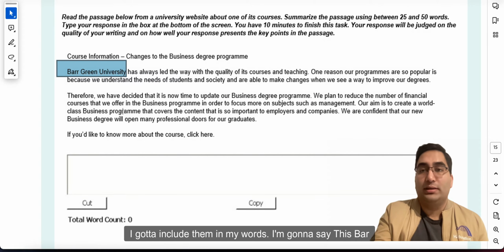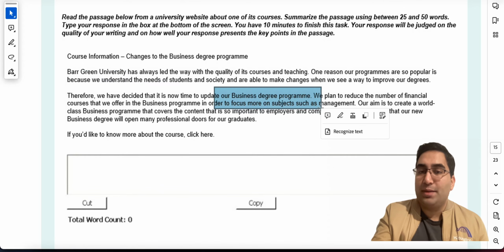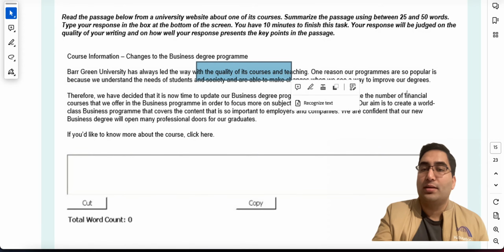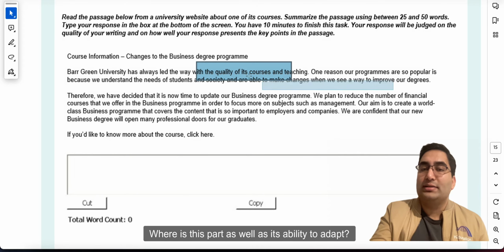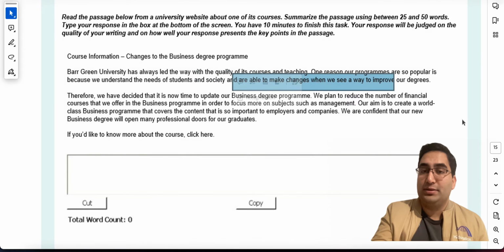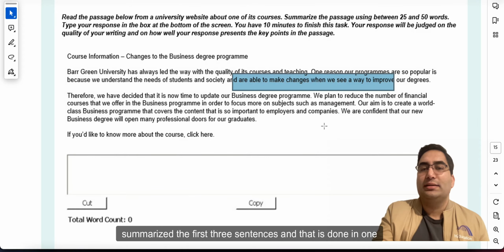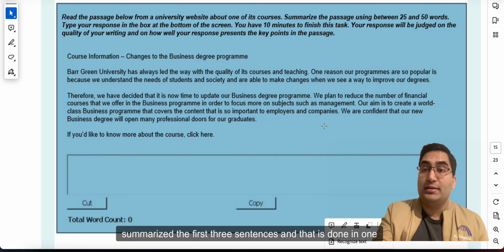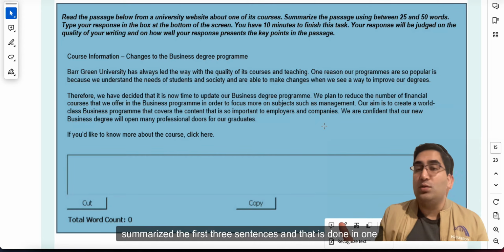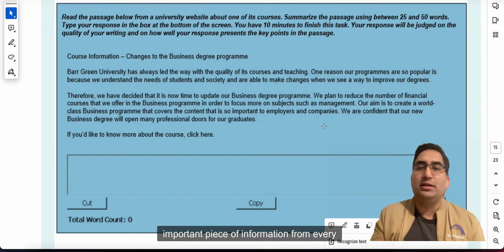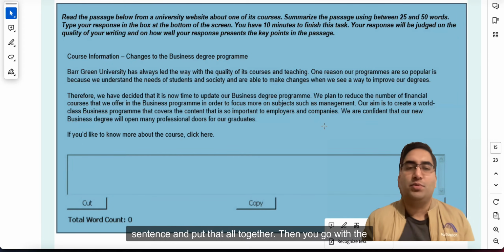I'm gonna say this. Bar Green University is launching its new business degree program, considering its quality of courses as well as its ability to adapt instead of make changes. Okay, so what I've done is summarized the first 3 sentences, and that is done in 1 sentence without missing key information. We took the most important piece of information from every sentence and put that all together.